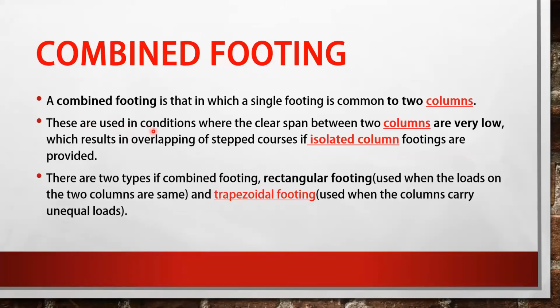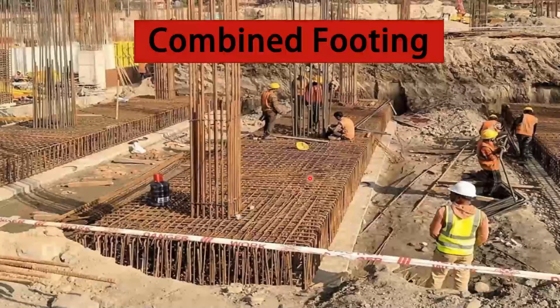So these are used in the conditions where the cleared span between two columns is very low, which results in overlapping of the stepped cores if isolated column footings are provided. That means here the distance between the two columns is very low, so we can't go for the isolated footing over here, because if we go for that, then the steps of the isolated footing will overlap with each other. So in that case we will go for the combined footing.